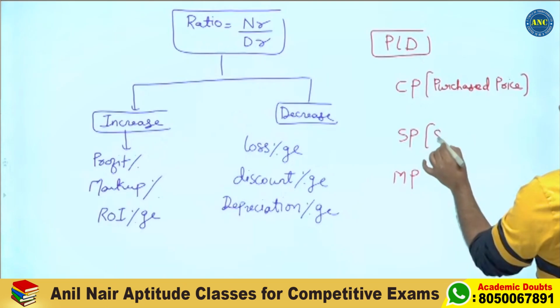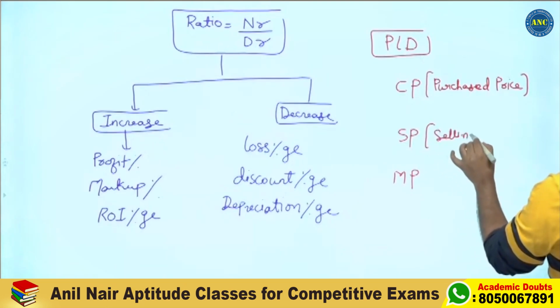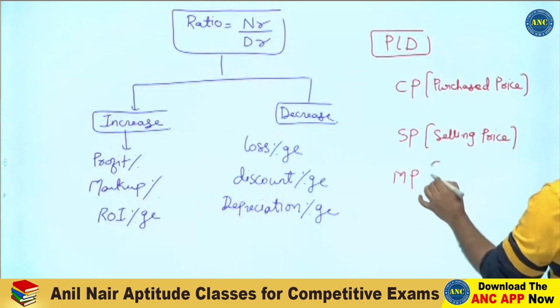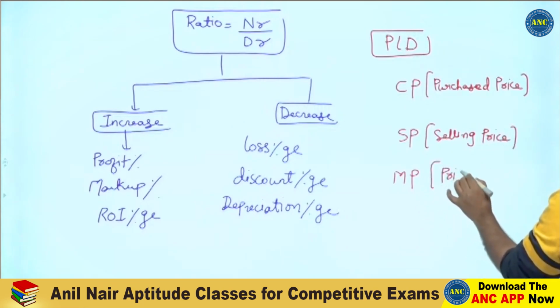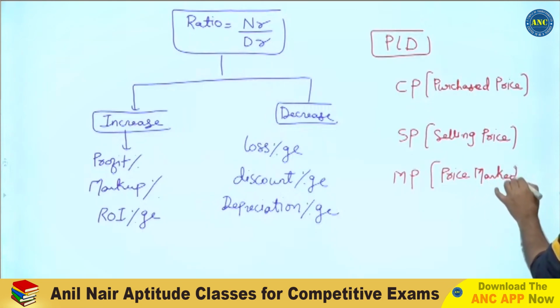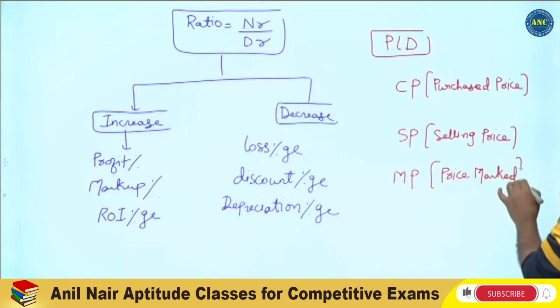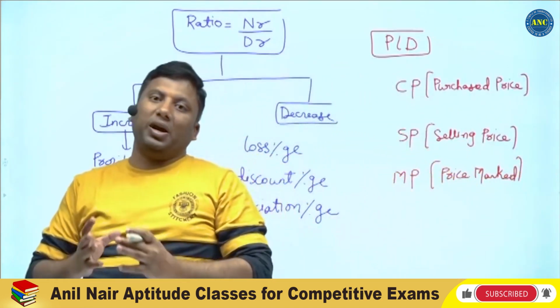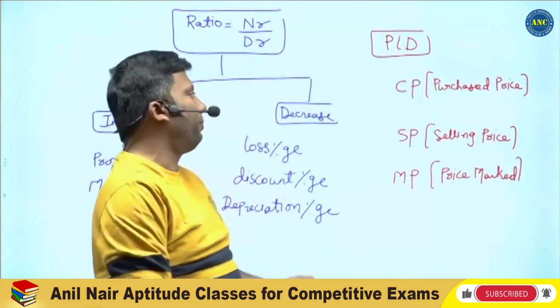What is the selling price? The selling price. Marked price. What is this marked price? Price marked on the product. Now if you see, there are only three prices: cost price, selling price and marked price.